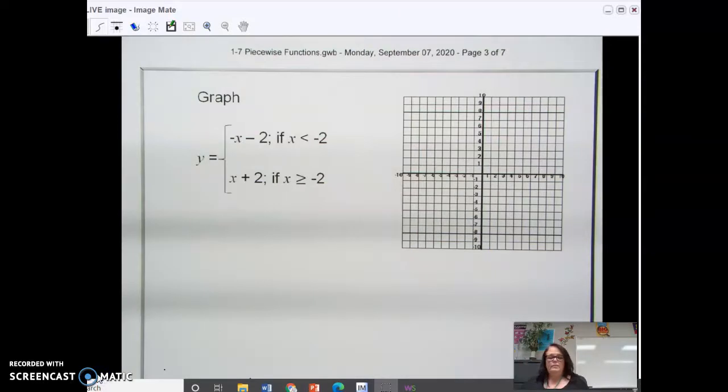All right, so I'd like you to pause the video and see how far you can get with this problem, and hopefully I can fit this in the next 4 minutes.